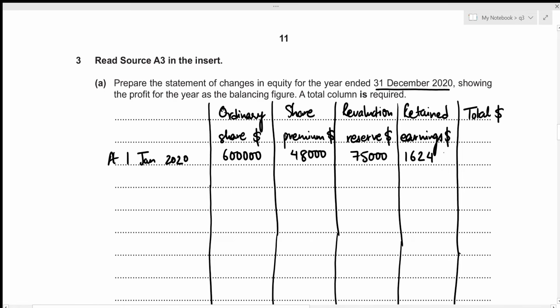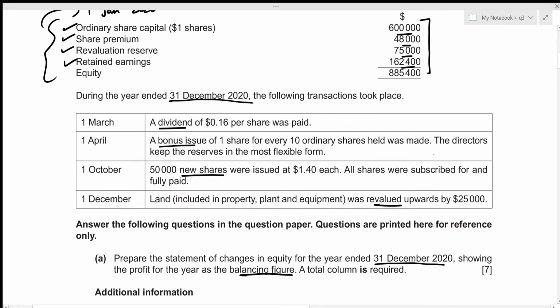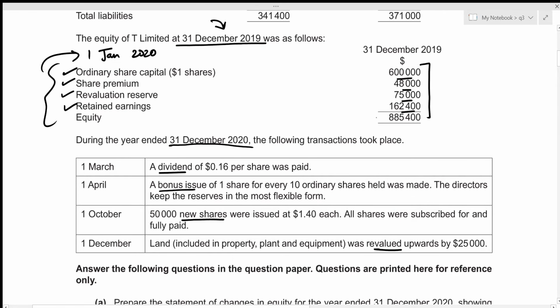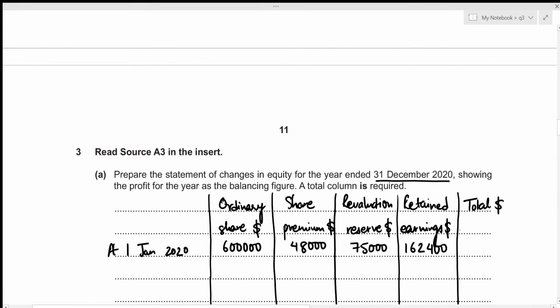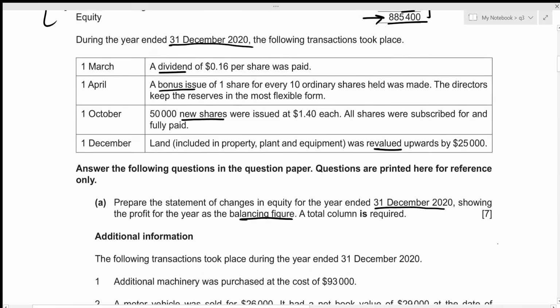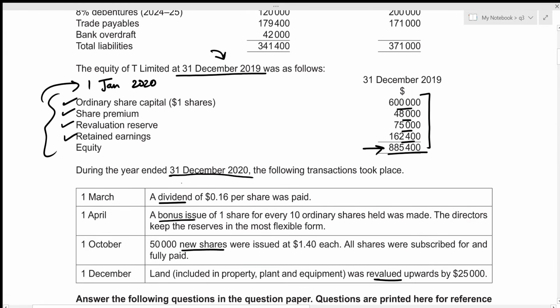162,400. And we were also given the total above, so I'm just going to copy it rather than calculating it because that would be time consuming. And the total is 885,400. So let's substitute this value. That's 885,400. Now we were given a list of information or the transactions that took place during the year.